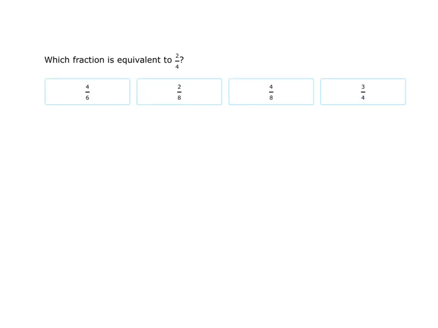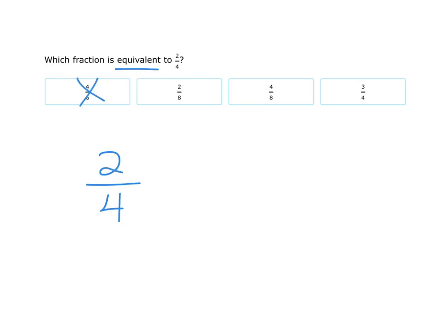One other strategy you can use, and I've taught this, is the cross-multiplying strategy. If you're going to try to find a fraction that's equivalent to 2/4, well, you'd have to check each one of your choices just to verify, is that equivalent to 2/4? Well, let's look at 4/6. Cross-multiplying, I would do 4 times 4 is 16, and 6 times 2 is 12. 12 and 16 are not equal, therefore those are not equivalent fractions.